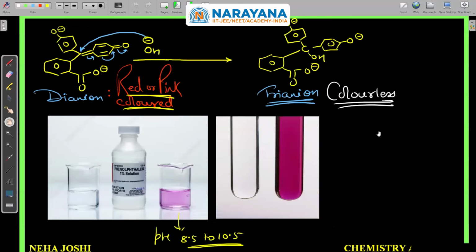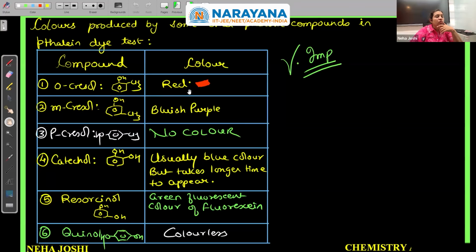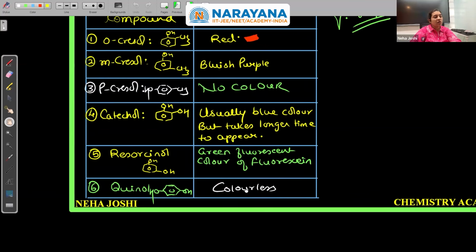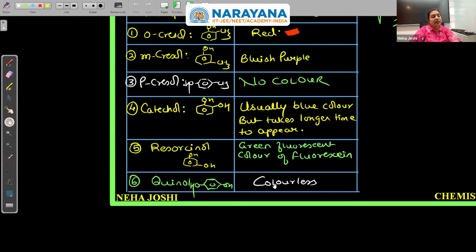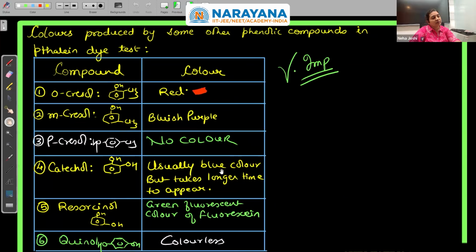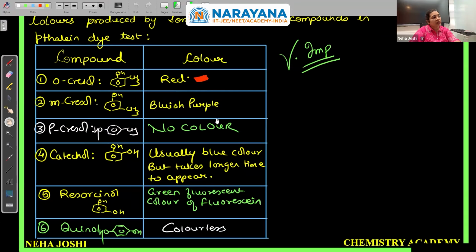Okay. So I was telling this. Orthocresol gives red, metacresol gives bluish purple, and paracresol gives no reaction because the para position is blocked, no color. Catechol usually gives blue color but takes longer time to appear. Resorcinol gives green fluorescent color of fluorescein. Phenol again colorless. That means whenever the para position is blocked, the phenolphthalein test fails. Okay, and all these colors I showed on screen, we copied from NCERT. They are given in the NCERT lab manual.